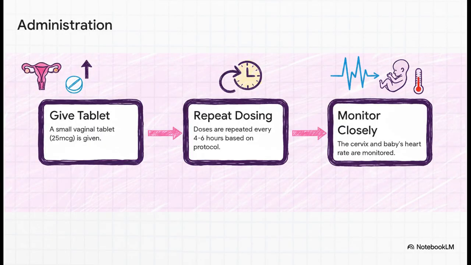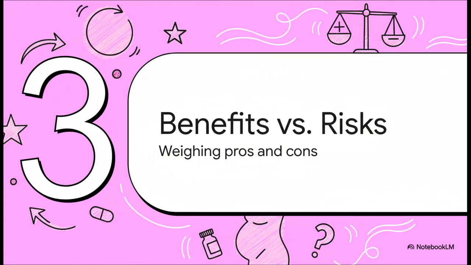So what does this actually look like in practice? Well, it's a very careful, very structured process. It's not a one-and-done kind of thing. It starts with a small dose, and then more doses are given every few hours depending on how your body responds. And the absolute key to the whole thing is continuous monitoring. The entire time, you and the baby are being watched very, very closely to make sure everything is safe and on track.